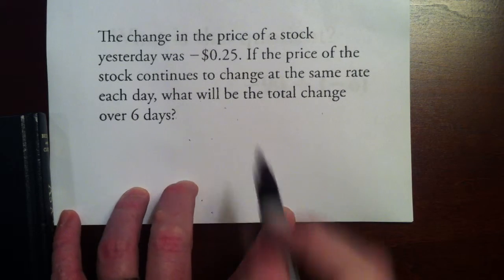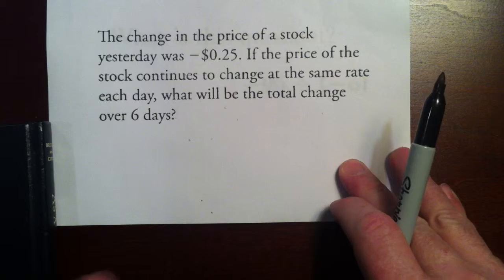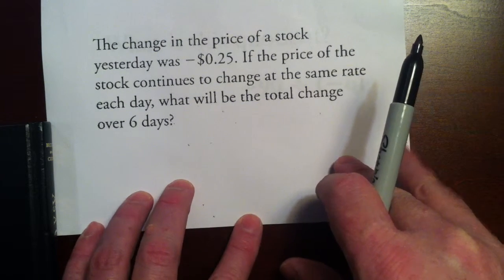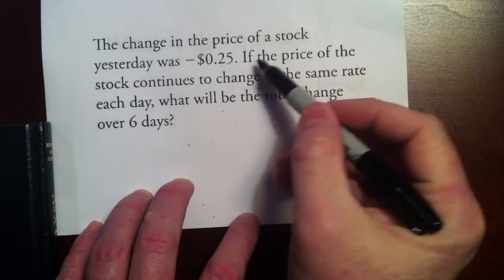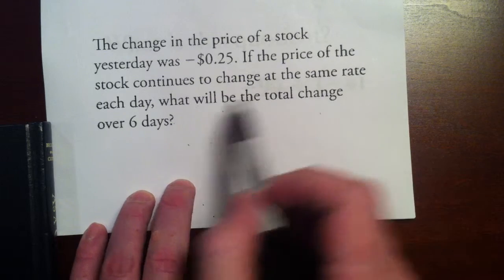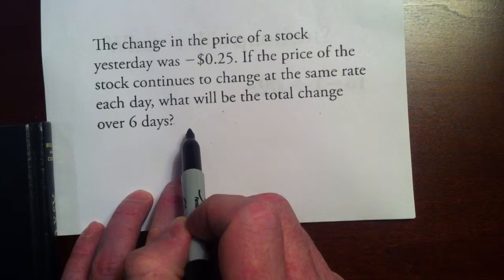The change in the price of a stock yesterday was down, or negative, 25 cents. In other words, the price of the stock dropped by 25 cents. Negative 25. If the price of the stock continues to change at the same rate each day, what will be the total change over 6 days?